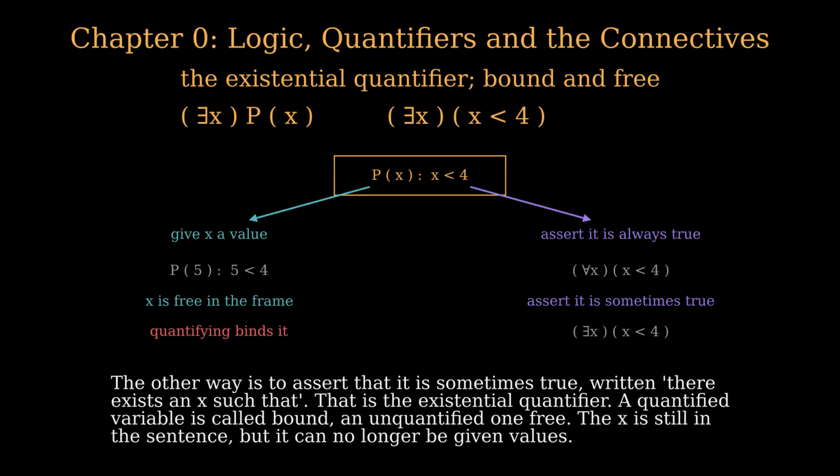The other way is to assert that it is sometimes true, written "there exists an x such that." That is the existential quantifier. A quantified variable is called bound, an unquantified one free. The x is still in the sentence, but it can no longer be given values.